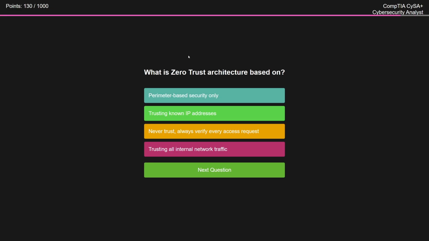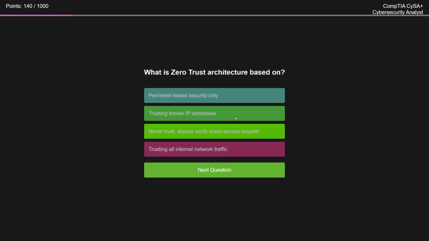What is Zero Trust architecture based on? Perimeter-based security only? Trusting known IP addresses? Never trust, always verify every access request? Or trusting all internal network traffic? So, the right one for this is never trust, always verify.